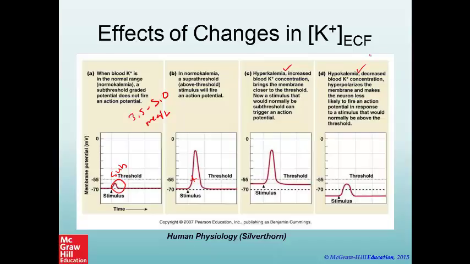Hypokalemia, lower ECF potassium, moves the resting membrane potential farther away from threshold. So it makes it more difficult to stimulate this electrically excitable cell. So back here, under normokalemic conditions, a stimulus that would reach threshold and cause an action potential may be a subthreshold stimulus in hypokalemic conditions. So you're going to have muscle weakness, you're going to have an inability of muscles to contract.